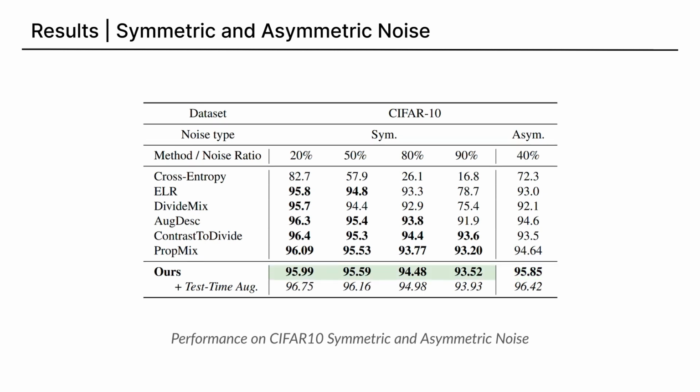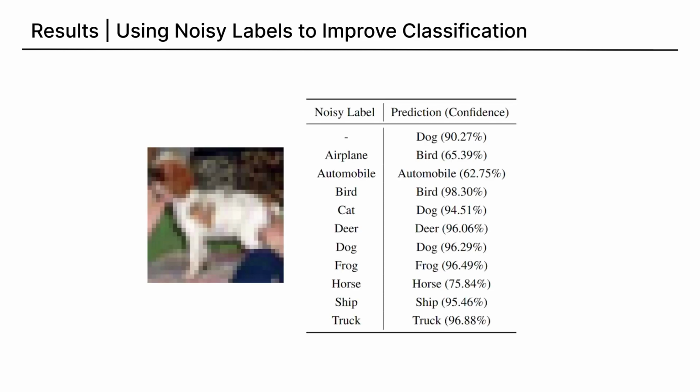However, our results simply match other methods on symmetric noise because symmetric mislabelings don't meaningfully relate to image features or noisy labels. Finally, a unique feature of our method is that our final model can be used to predict the labels of samples with and without noisy labels.